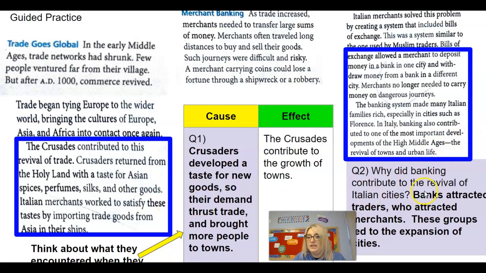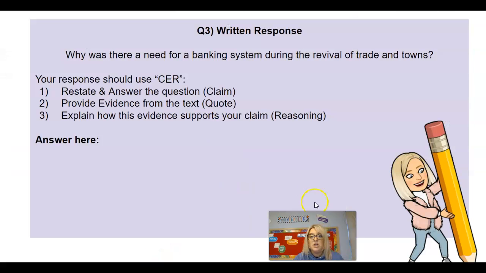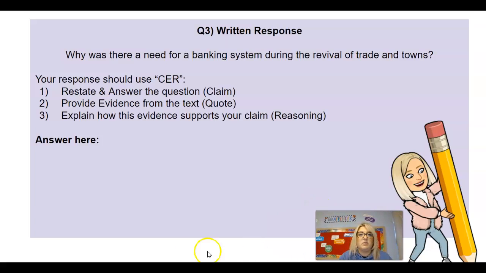And then, why did banking contribute to the revival of Italian cities? Banks attracted traders who attracted merchants, and these groups led to the expansion of cities. So because banks attracted traders and merchants, and the bankers would hold on to money for them, these groups then led to the expansions of cities because more and more people were coming, and you could find that information right over here.